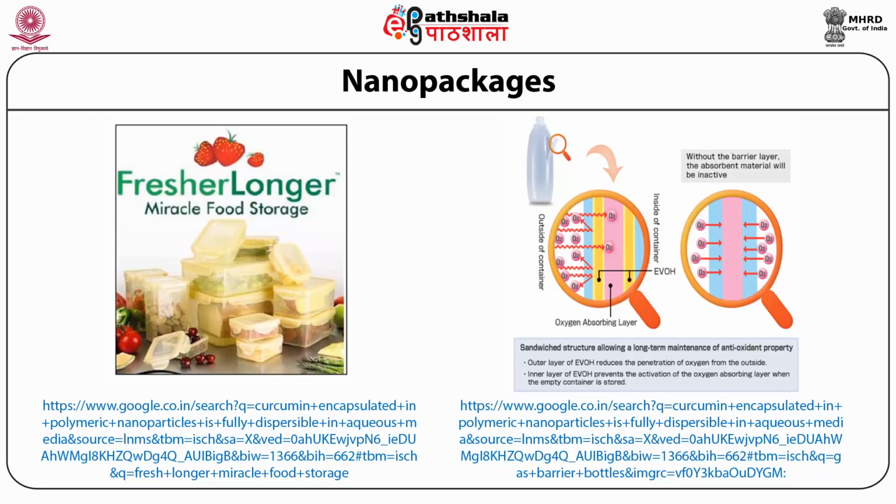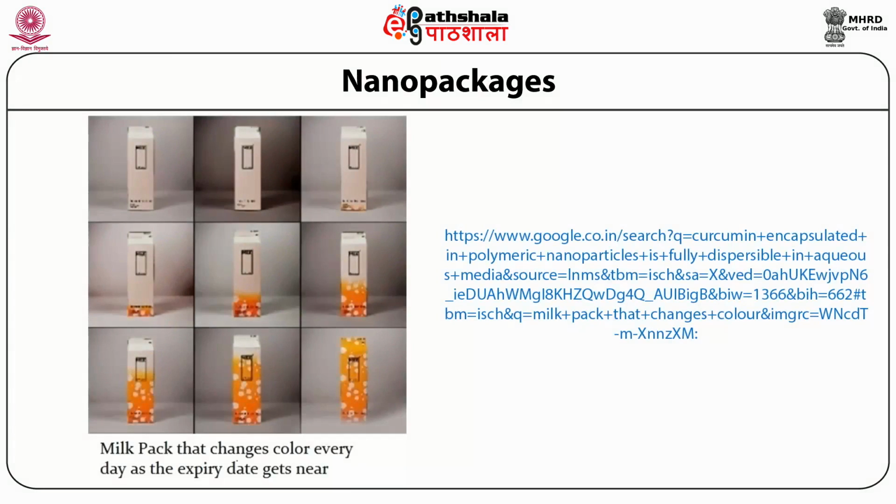In the image shown on the right is an impregnated oxygen absorbing layer within the food nano package, which helps in increasing the barrier properties of the film. By increasing these barrier properties of the film, the shelf stability of foods can be enhanced. Though still in its conceptual stages, what's shown here is a milk pack that changes color every day as the expiry date gets closer.